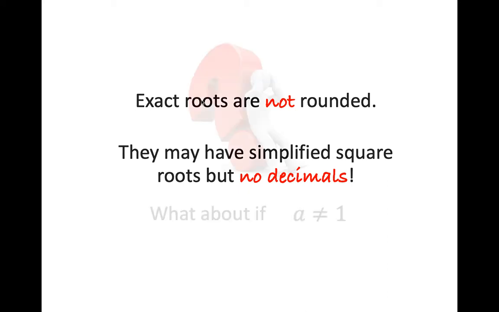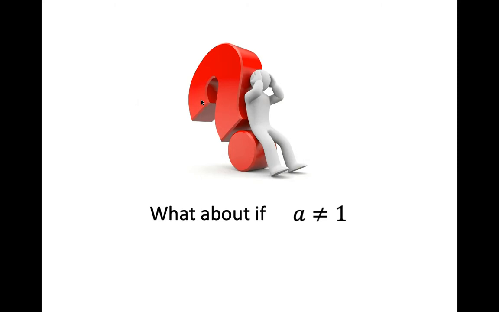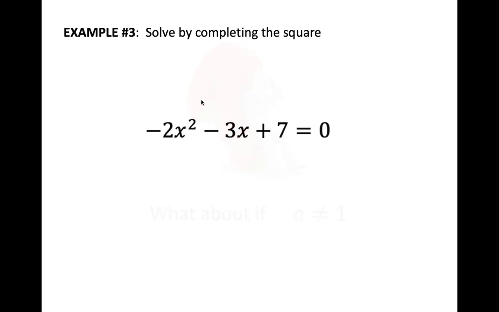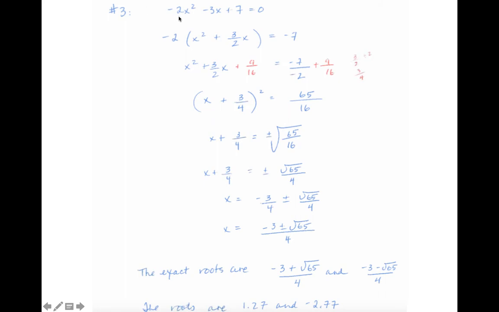Now let's take a look at an example where a is not a 1, like this one. So what are we going to do when a is not a 1? Well, really, the only step that we have to add to that is that we're going to divide everything by the negative 2. So you'll see I actually kind of put an extra step in here, and a little bit later I slip into a faster way of doing it.